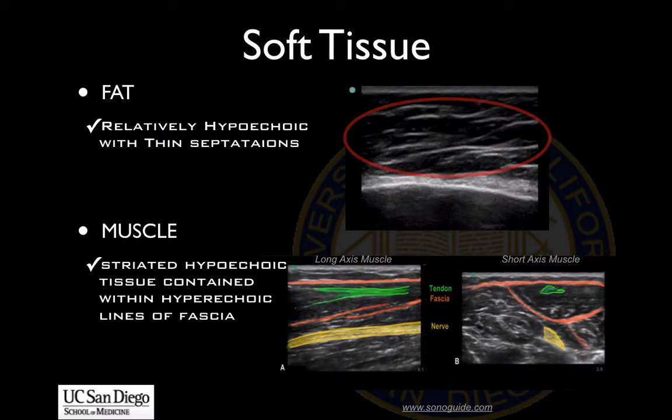Subcutaneous fat is relatively hypoechoic, with thin septations of connective tissue. Muscle, on the other hand, when viewed longitudinally, appears as layers of irregularly striated hypoechoic tissue contained within thin hyperechoic lines of fascia. In the transverse view, the muscle striations appear dotted and punctate. Fascial lines separate muscle compartments.